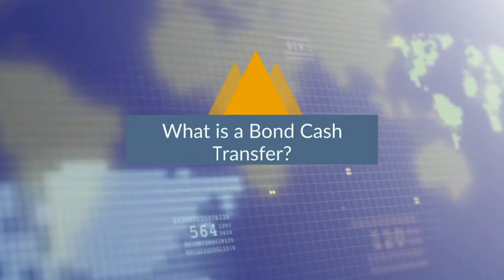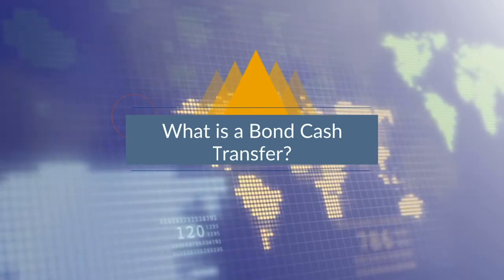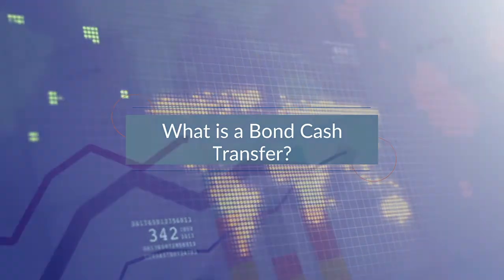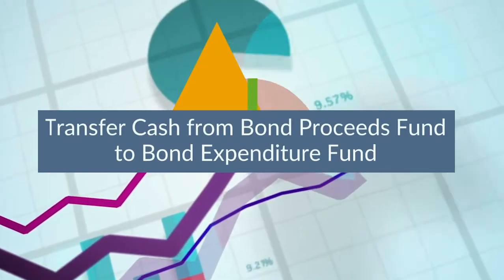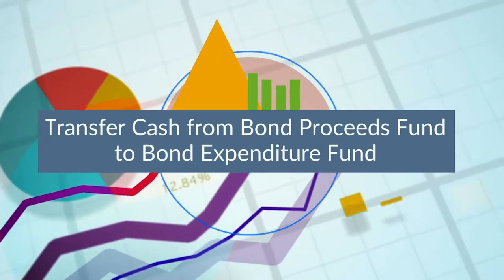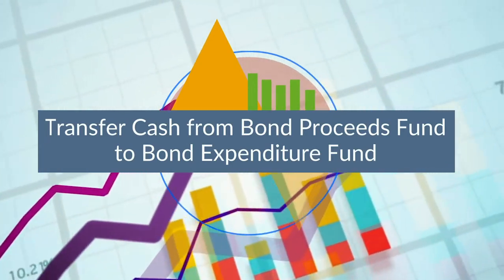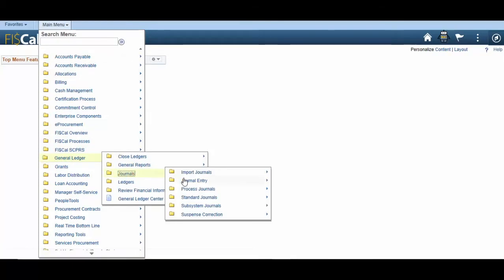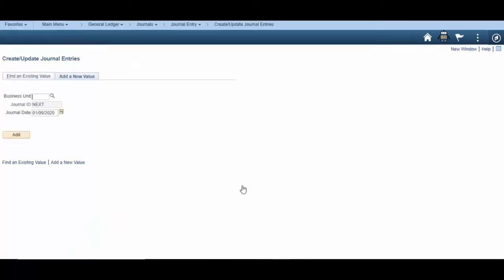In this video, we will cover creating a GL journal for a bond cash transfer. The purpose of a bond cash transfer GL journal is to transfer cash from the bond proceeds fund to the bond expenditure fund for all bond-related AP vouchers. After you have created your bond expenditure voucher, begin by navigating to the Create Update Journal Entries page.